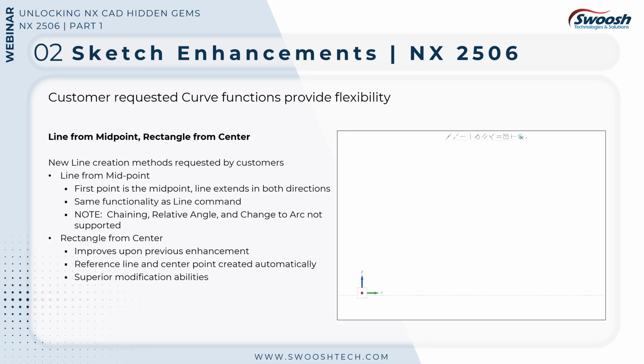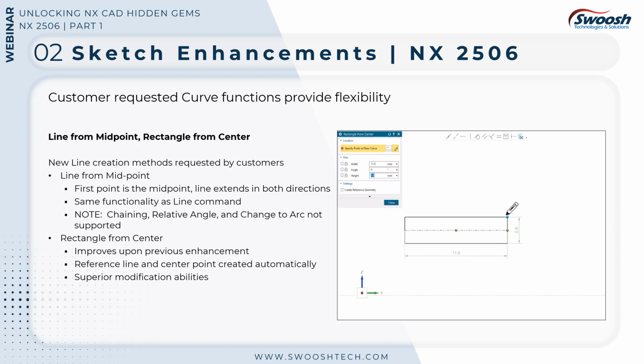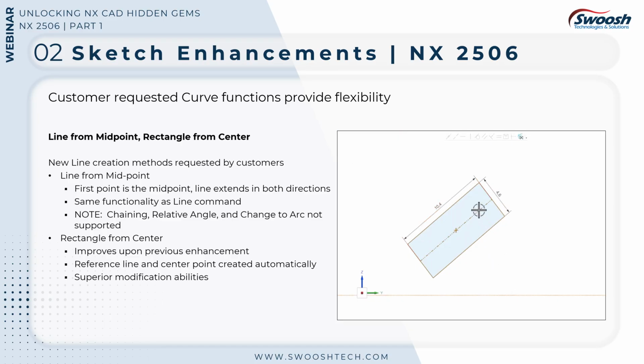Note that relative angle, chained line, and chained arc options are not supported with this function, as those tools are designed for endpoint-based operations. The rectangle from center function does provide a notable improvement over the earlier rectangle from midpoint tool introduced in previous releases. It offers more stable geometry, making it easier to apply dimensional constraints and make adjustments. The behavior when modifying the dimensions or repositioning shapes is smoother and more predictable now, and these enhancements continue to improve usability and design efficiency based on customer input.